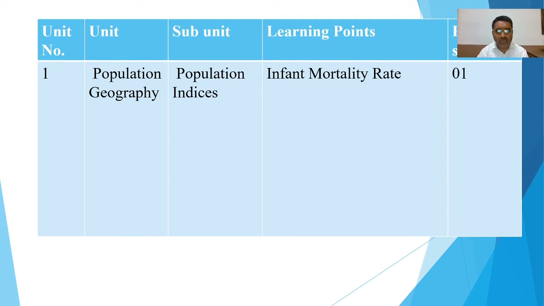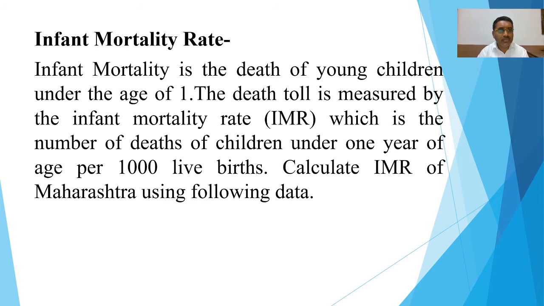As we know, population indices are important for measurement and for the management or control of population. So let us see what the infant mortality rate is. Infant mortality is the death of young children under the age of 1. Let us first see what exactly an infant means. An infant is a child below 1 year of age. If the child dies before 1 year, it is counted in the infant mortality rate.